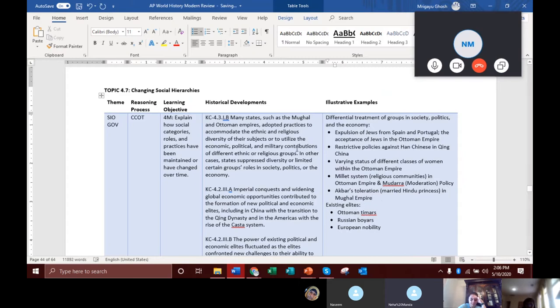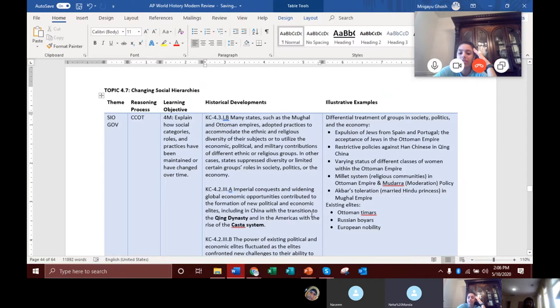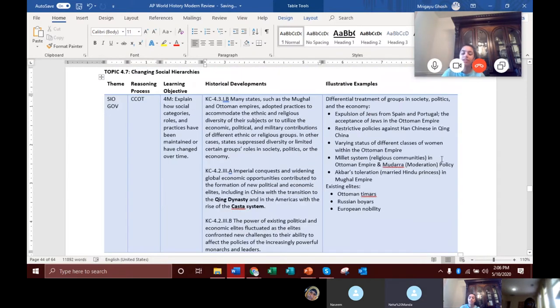Okay, and then in other cases, states suppress diversity. Good. Imperial conquest. We have a transition to the Qing dynasty. So is this part also talking about discrimination, or is it just talking about tolerance? I think it's both. You could put Aurangzeb's thing about how he wasn't religiously tolerant.